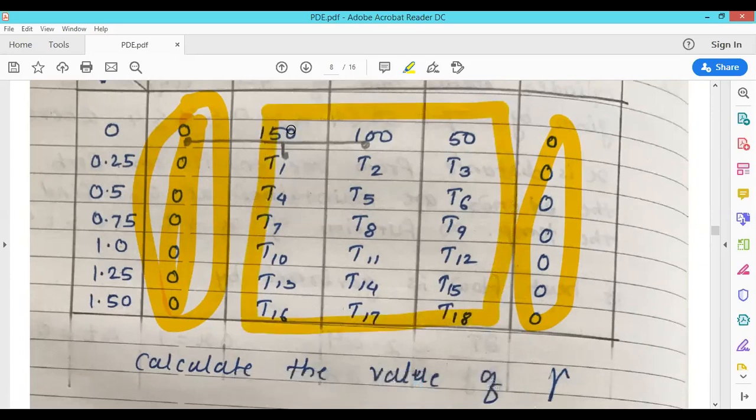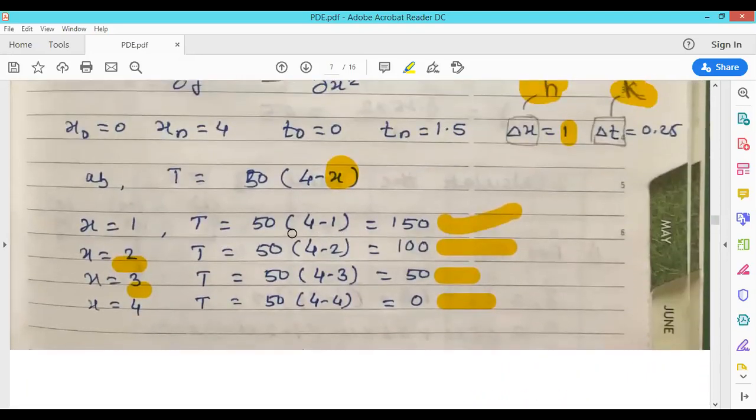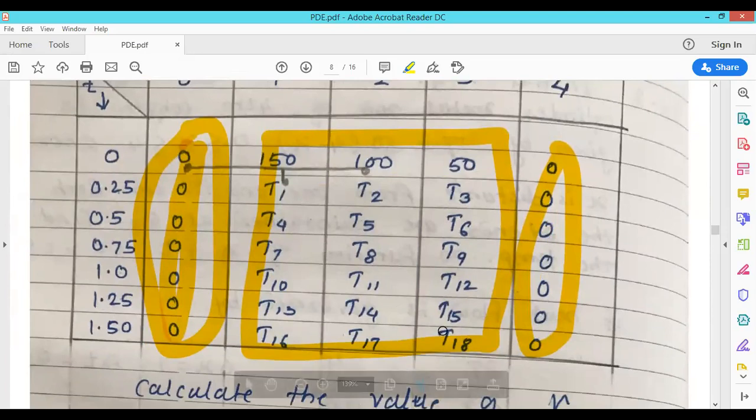In that case, I have to find out 150 and 150 from this. So we already have 150, 150 values, and T1 to T18 are the unknown. Similarly, I have to make this point. So I have to draw this line, this vertical line, horizontal line, and vertical line and make those points. This is the left point, this is the right point, and this is the middle point.